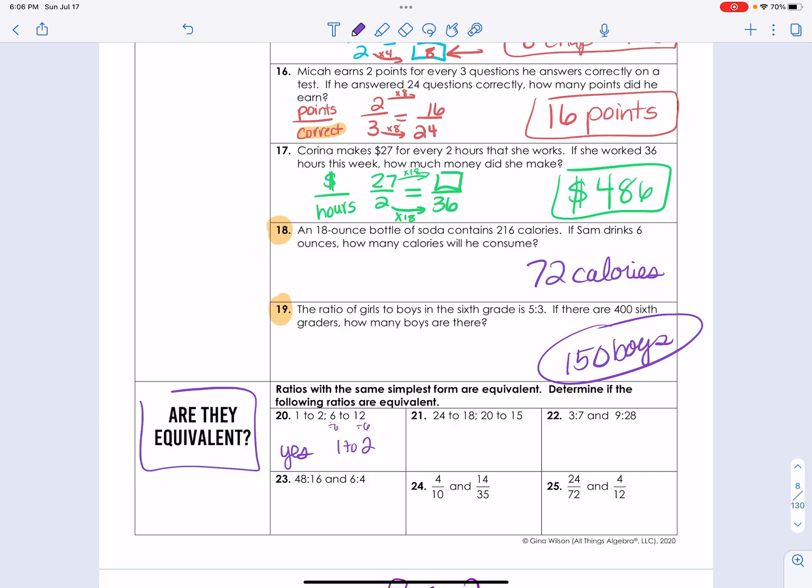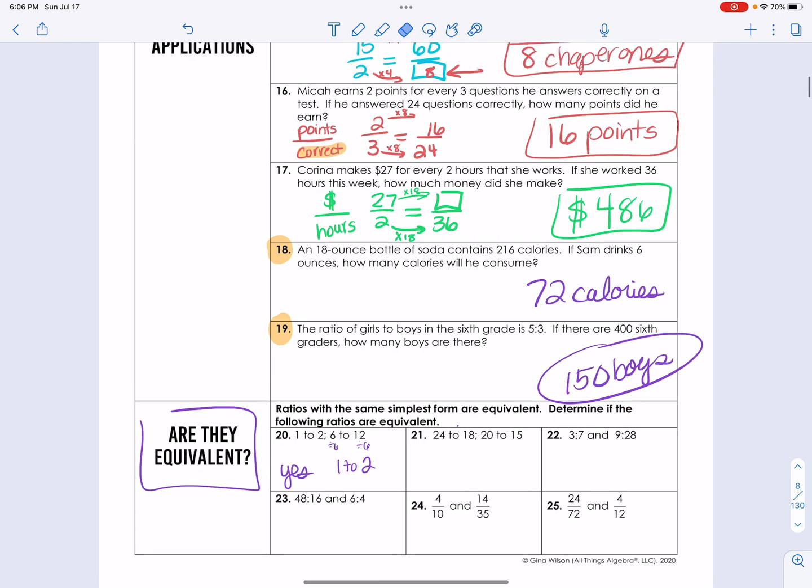Okay, on the next one, I would simplify. So 18 and 24, they both can be divided by 3. Ooh, I think I can even go bigger. Can I do 6? Sorry. 6. So that's 4 to 3. And then here I can divide both of these by 5, so 4 to 3. So the answer on this is yes. Okay, on this one, 3 to 7 is simplified. 3 goes into 9, but it doesn't go into 28. So I can't simplify that, and they're not the same. So your answer is no.